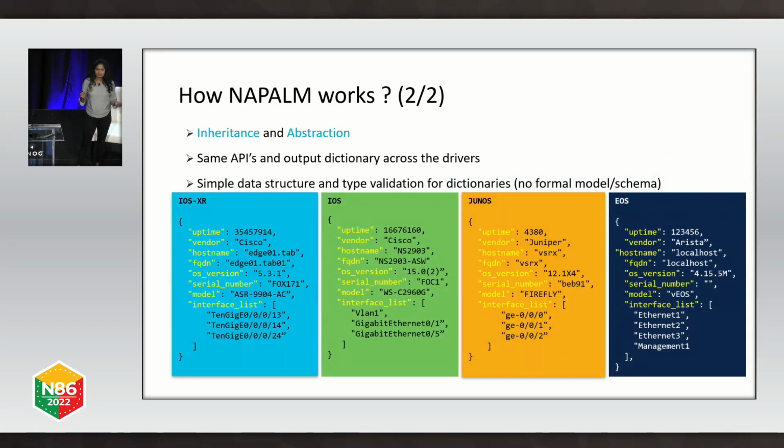So that is the benefit of NAPALM. If you see here, you have different APIs in NAPALM. This is the output of get facts. Basically, facts means it provides the basic information of the devices. So here we have uptime of the device, vendor, host name, FQDN, OS version, serial number, model, and interfaces list. This output is across all different vendors, and you can see the structure is the same. The keys are highlighted, the keys are going to be the same, but the values are specific to the operating system.